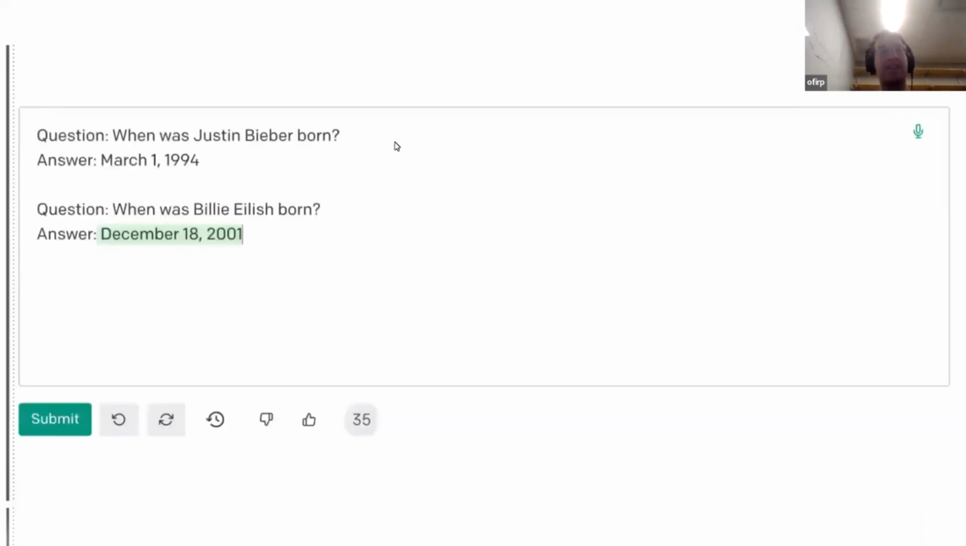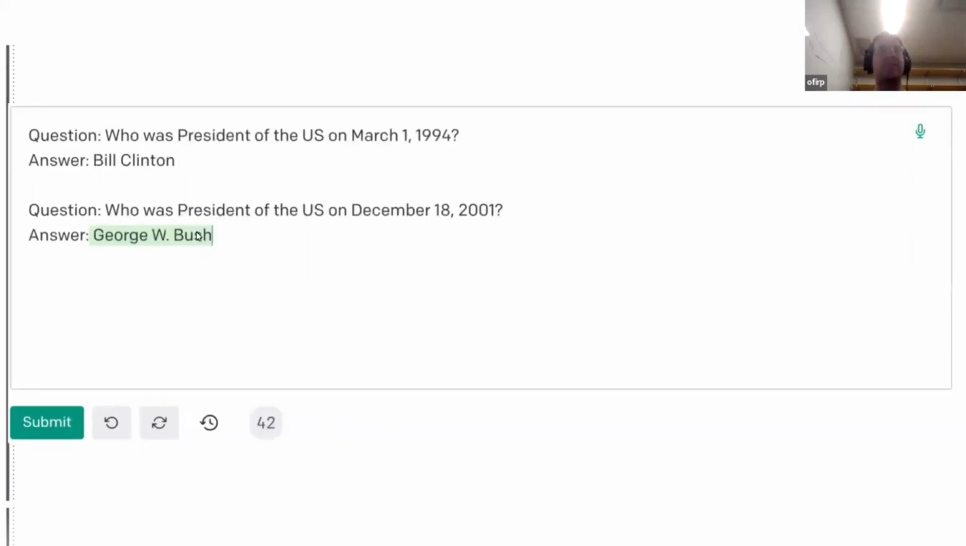But actually, we can go and test this out, right? So we can ask, when was Billie Eilish born? And it gets that correct. And we can ask, who is president of the US on that date? It gets that correct as well. And so there's a reasoning bug here. GPT-3 knows these two facts independently, but it can't do the very basic reasoning required to answer my compositional question correctly. So yeah, that's pretty surprising.